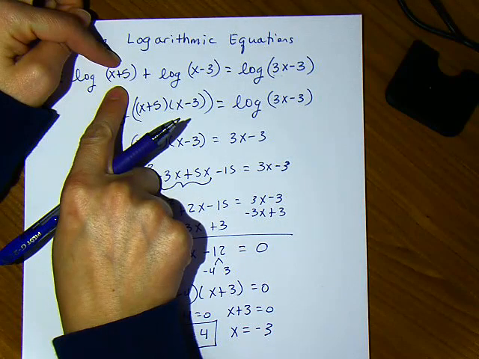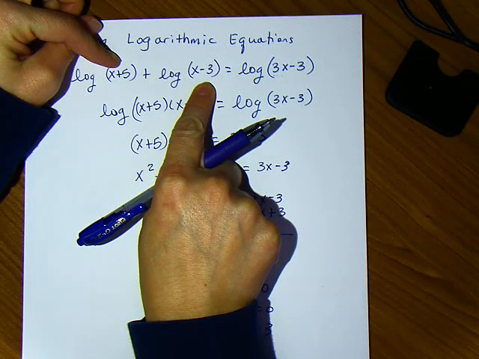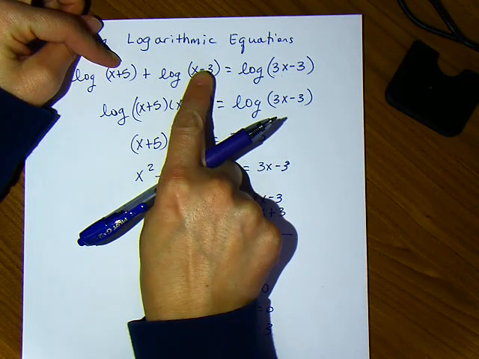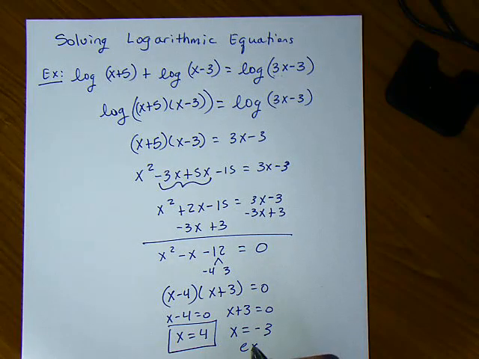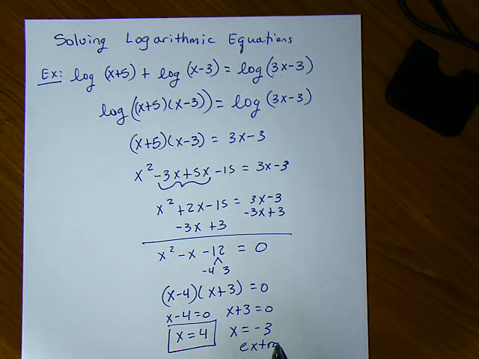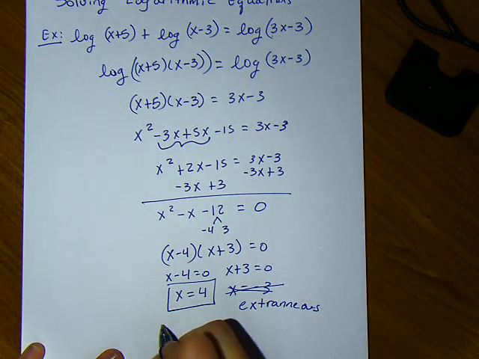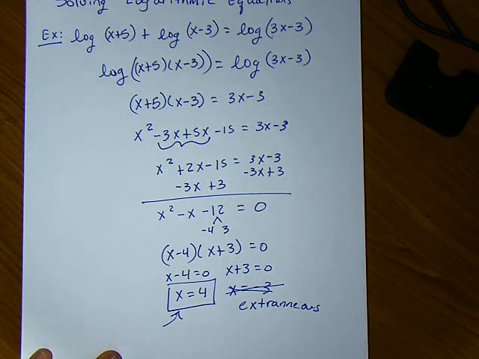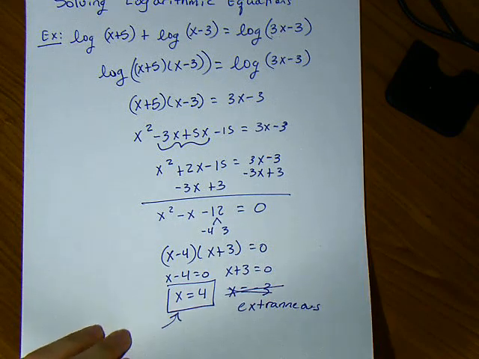Negative 3 plus 5 is positive 2, so I'm good. Negative 3 minus 3 is negative 6. So since when I plugged it back in, I got something negative, we call this an extraneous solution. And so it can't be part of my solution. So I'm not going to use that one. The only solution I have is x is equal to 4. So just be sure that you check your answers in the end. So this is the first method when all I have is logarithms.